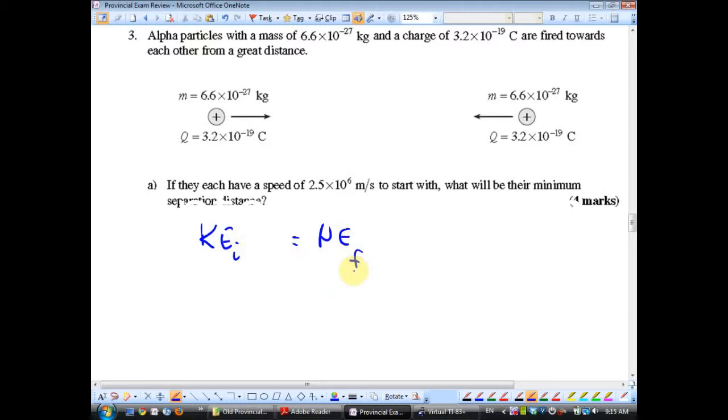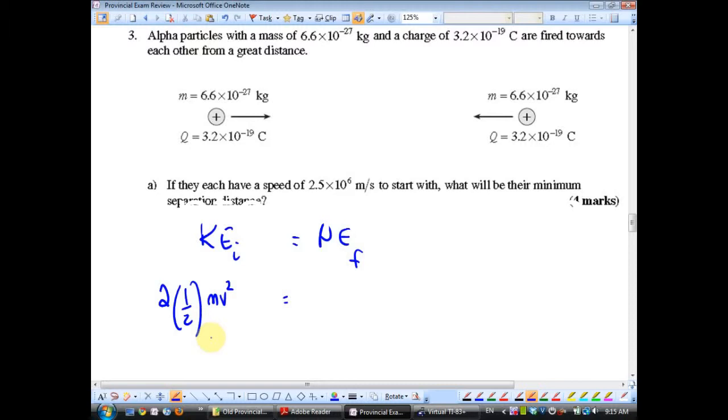Kinetic energy, what's that? Half mv squared. Now we have two particles moving. Thankfully they're the same mass and the same speed, so I'm just going to go like this: 2 times a half mv squared. And conveniently, Christina, the halves cancel. I'll take that. Now, electrostatics.